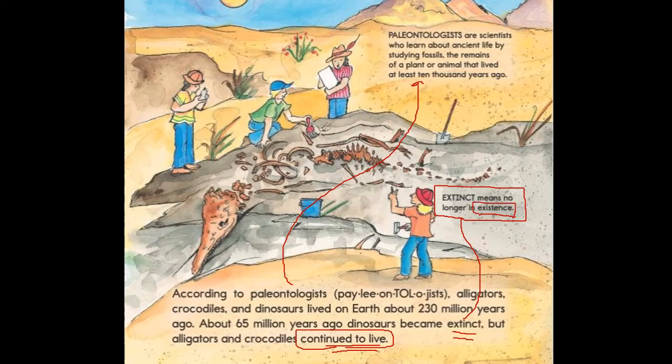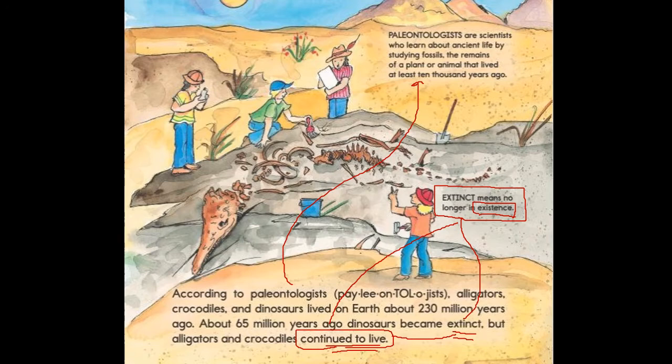Well, they're talking about how alligators and crocodiles continued living. So they stayed alive. But dinosaurs maybe didn't? So extinct maybe means no longer alive? Okay, see what we did there? We tried to use the different pieces of information that we had to solve the difficult words.